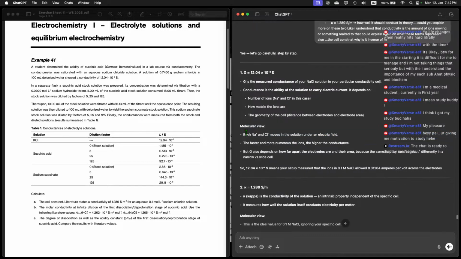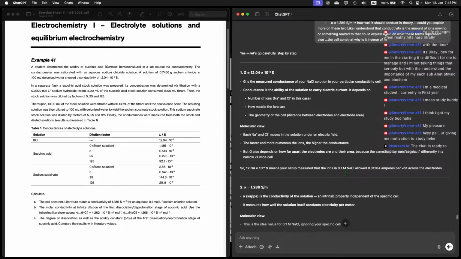Okay. Molecular view. Each Na+ and Cl- moves in the solution under an electric field. The faster and more numerous the ions, the higher the conductance. But G also depends on how far apart the electrodes are and their area, because the same solution can conduct differently in narrow versus wide cells.